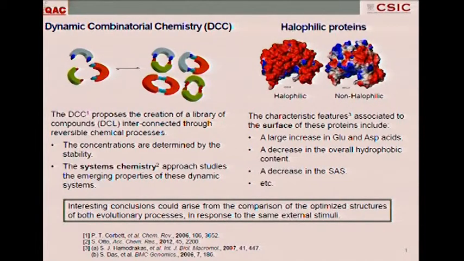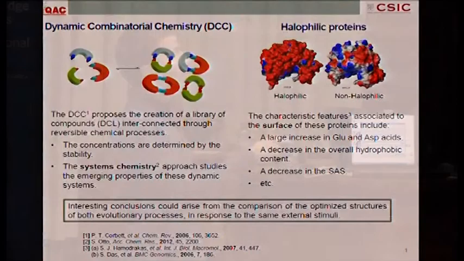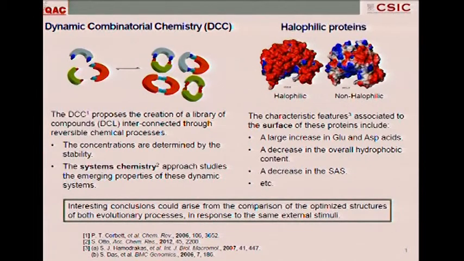On the other side, we have the halophilic proteins, which are those proteins of the halophilic archaea, a kind of bacteria that live in highly saline environments. In order to adapt to this high salt concentration, these bacteria increase at their surface the number of glutamic and aspartic acid residues, decrease the overall hydrophobic content, and decrease the solvent accessible surface. So overall in this introduction, we've got a set of evolutionary trends observed in nature, and also a system which is able to adapt depending on some external stimuli.